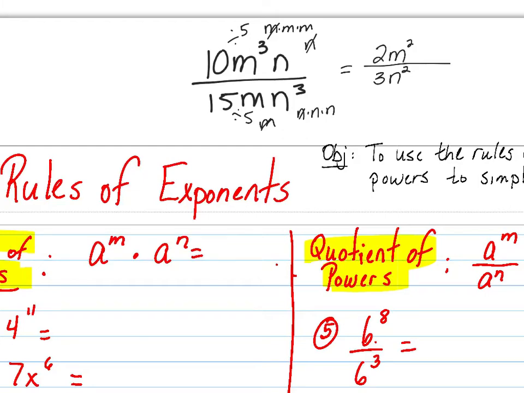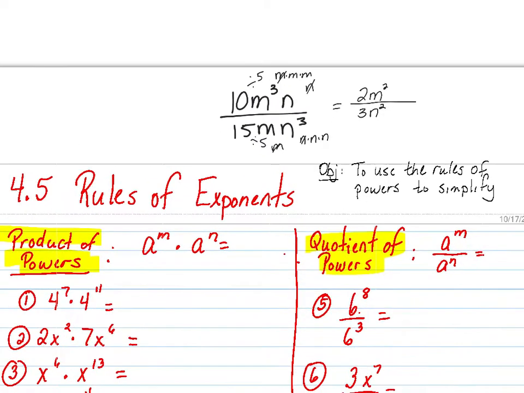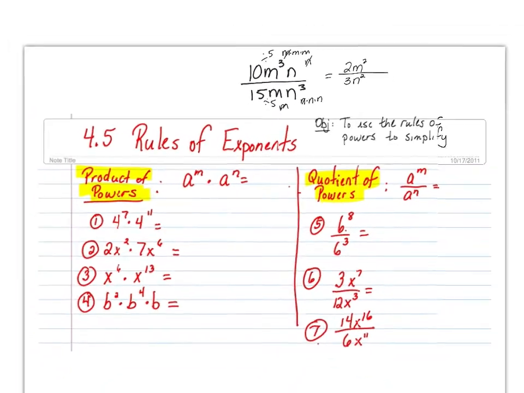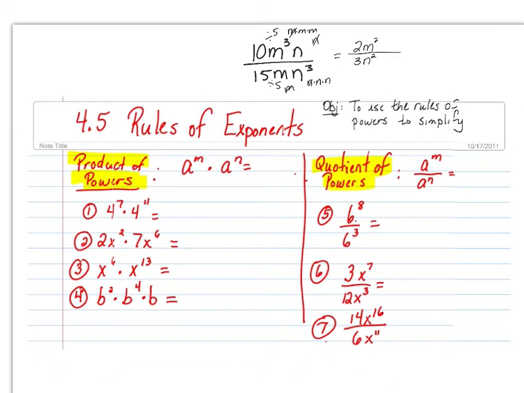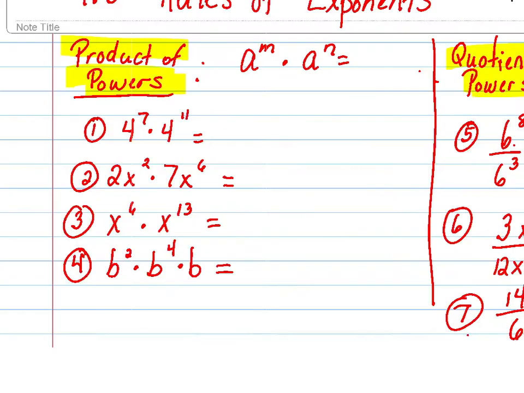Okay, so that's reducing fractions from the other day. There are actually rules that we have that make this a lot easier. So those are our rules of exponents. We are talking about the product of powers. What does the word product mean? What does the word product mean, Nate?